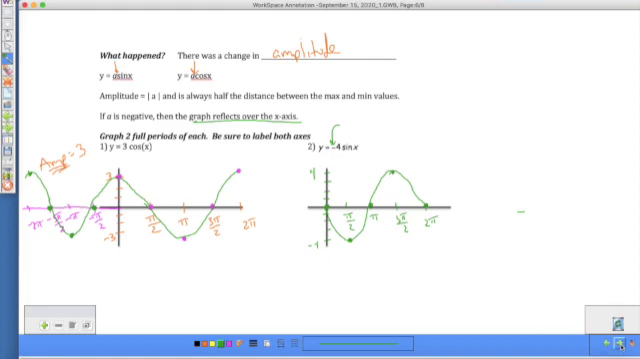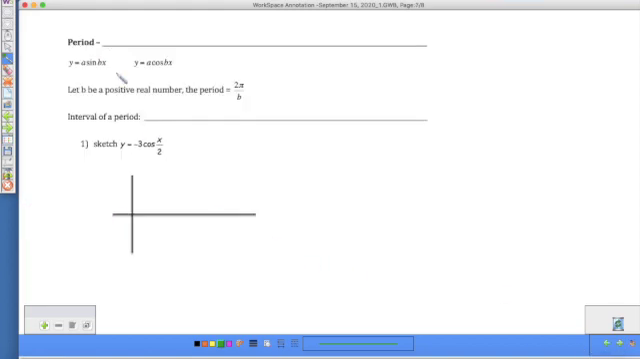Now we also have to talk about the concept of a period. Period is how long it takes for something to repeat, how long it takes a graph to repeat, or if you want to look at it a little differently, to complete one cycle.